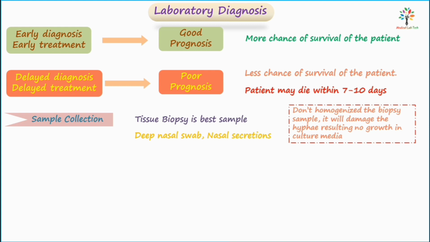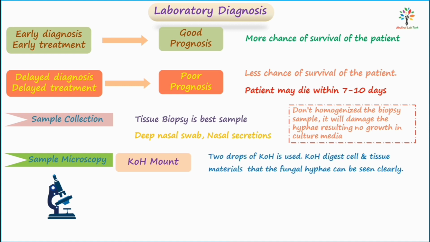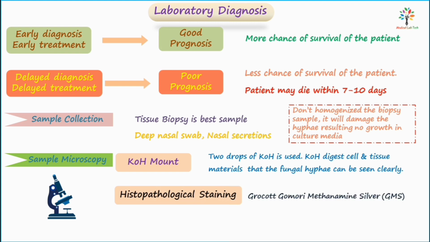After collection of the sample, we need to examine the sample under the microscope. That is sample microscopy. In sample microscopy, first we will perform KOH mount. We use 2-3 drops of potassium hydroxide. Potassium hydroxide will digest the cell and tissue, proteinaceous material, so that the fungal hyphae will be clearly seen under the microscope. Then you can perform histopathological staining, that is Grocott-Gomori methenamine silver, GMS in short. Then we can use fluorescent staining, that is calcofluor white stain.